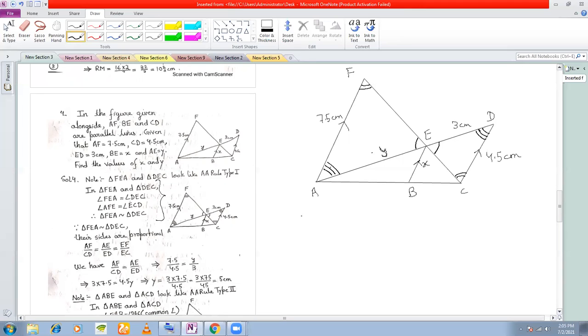So now we'll write triangle CED, the smaller triangle first, is similar to triangle FEA, right? Sides are proportional. You need to write the proof also, right? I'm not writing the proof, but you will write the proof. Sides are proportional.